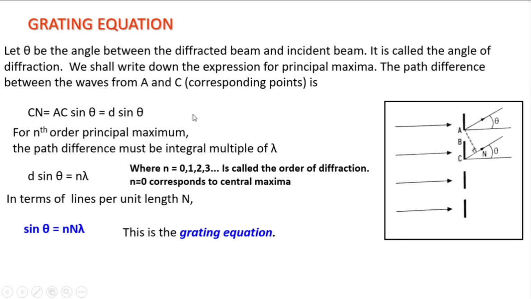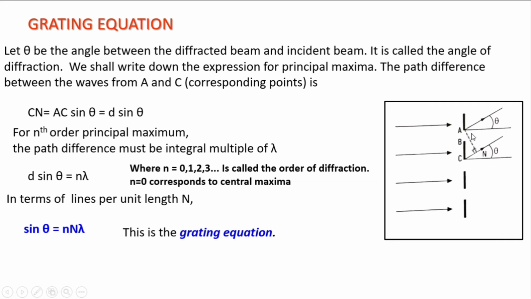Derive the grating equation. So the incident light is incident on the slits. Let theta be the angle between the diffracted beam and the incident beam. So theta is called the angle of diffraction. Here we get two parallel lines. Not only two parallel lines, there are several lines for every diffracted light. So we can get a number of these parallel lines.